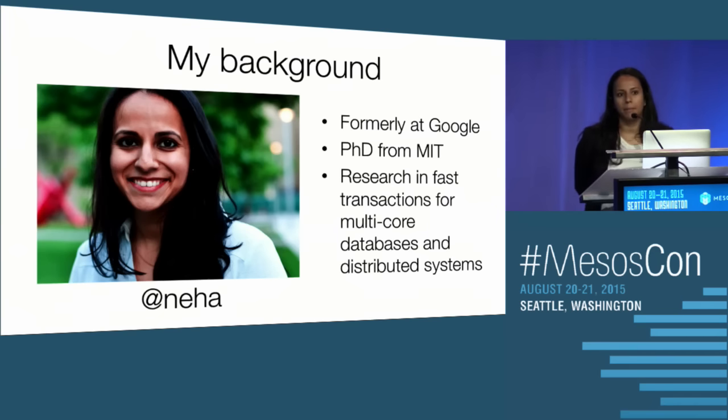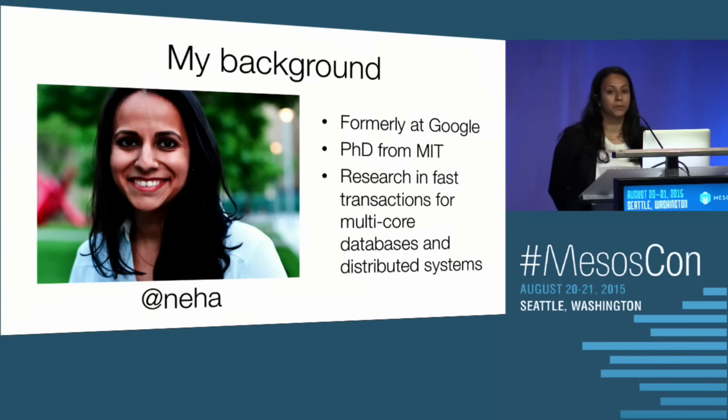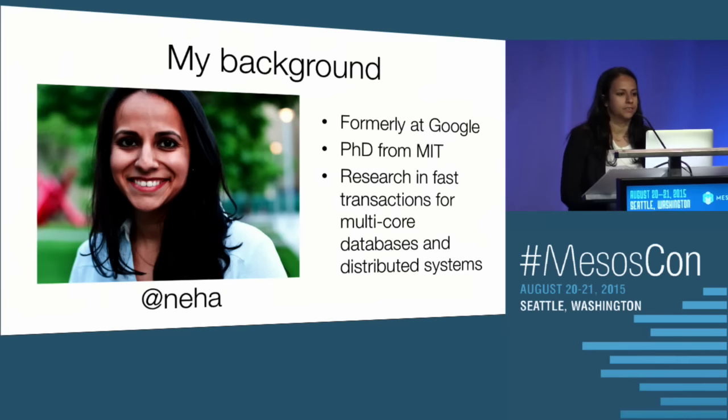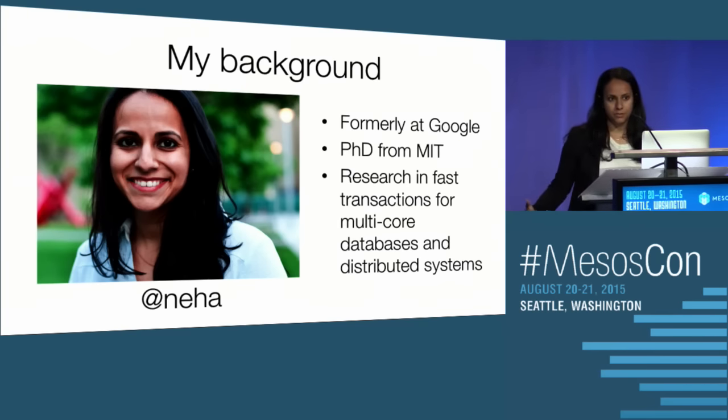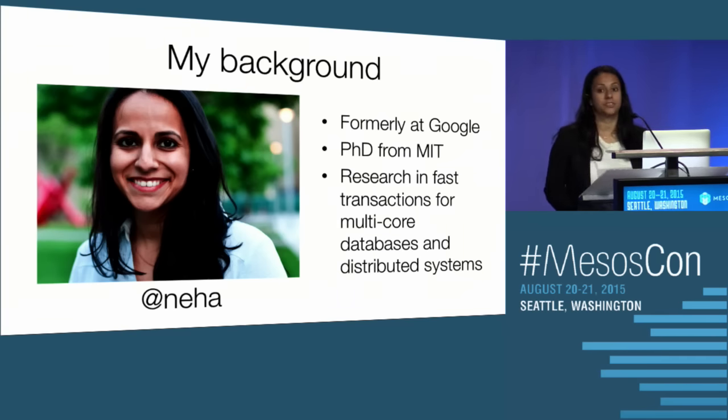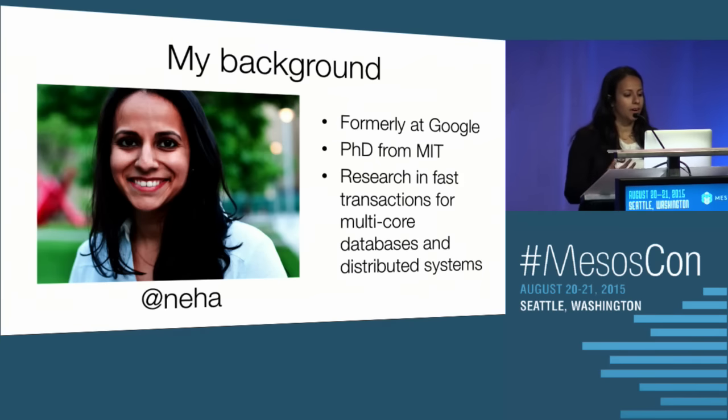So a little bit about my background. Like David said, I worked at Google, and I worked on developing a blob storage service that was run across Google for use with lots of applications, storing Gmail attachments, videos, things of that nature. We wrote the first version of it, but this was a long time ago. I just finished my PhD from MIT, and the research that I did there was working on fast transactions for multi-core databases and distributed systems. So I'm really interested in transactions and how we can get high performance and strong consistency.